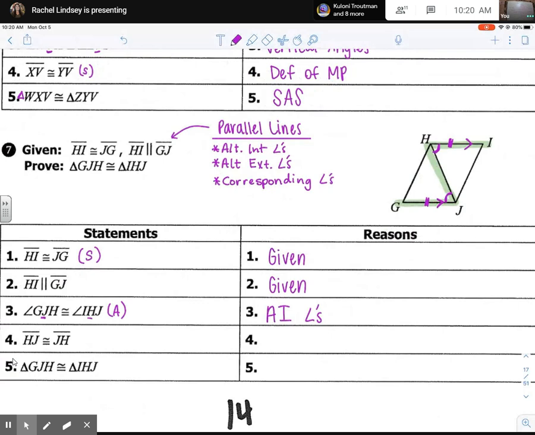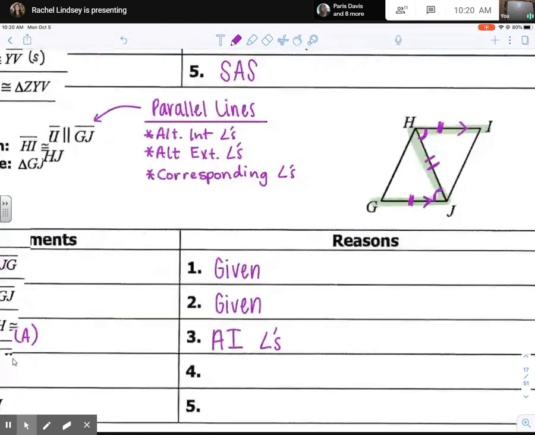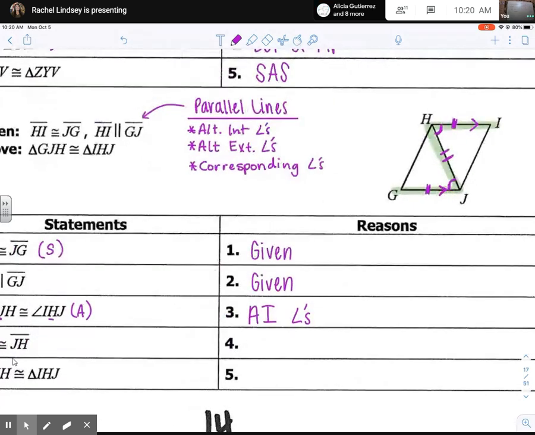And then the last statement it has for me is HJ is congruent to JH. How would I know those two sides, HJ and JH, are congruent? Reflexive property. So now, how would I know those two triangles are congruent? Side, angle, side.